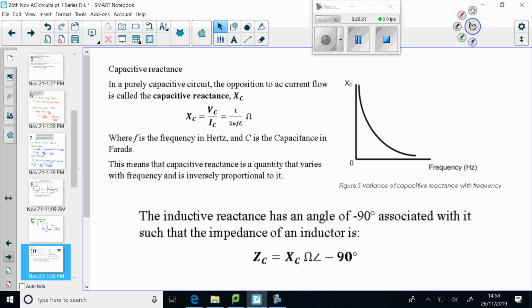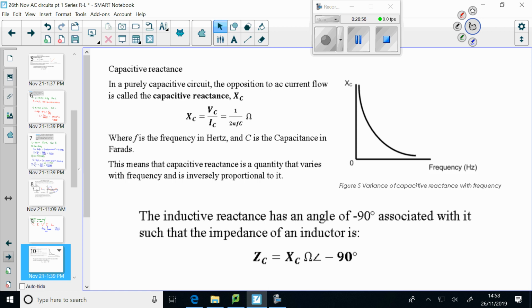Because the frequency is on the bottom of that fraction, it means that as frequency increases, capacitive reactance decreases. The 1 over, or inverse, relationship. So this is where I said XL and XC work in opposition to each other. Alright? Capacitive reactance varies with frequency and is inversely proportional to it.